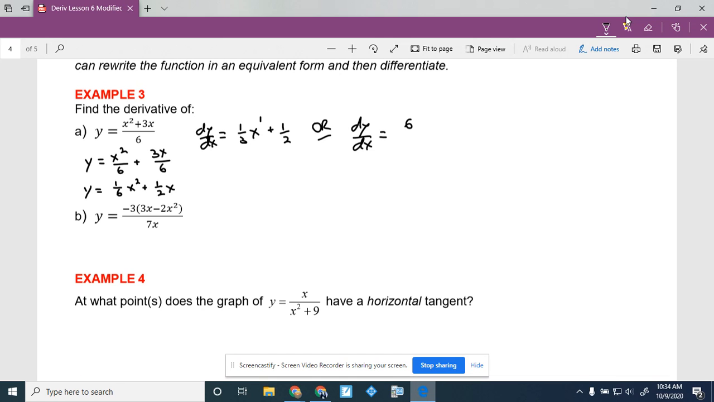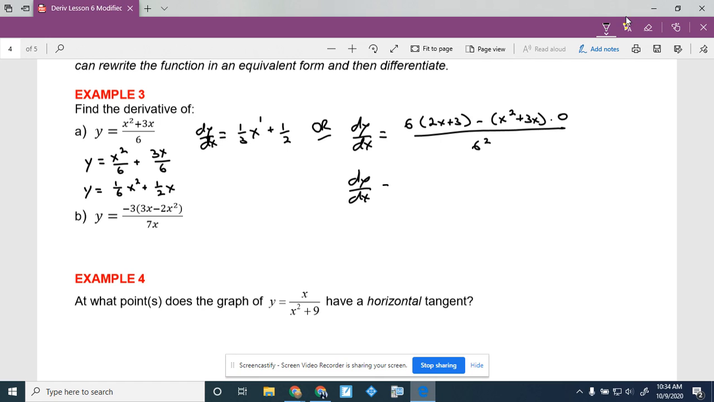Bottom times the derivative of the top. The derivative of the top is 2x plus 3, right? The top's a sum, so the derivative is the sum of the derivatives. Minus the top, wrap it up because it's a binomial there, right? Times the derivative of the bottom. Well, 6 is a constant. The derivative of a constant is 0. All over what you get when you square the bottom. So this is what you'd get.